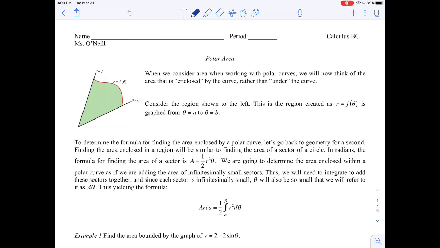And to be honest with you, for what we're going to be doing with polar area right now, you're not even going to be doing anything beyond today with polar area. You can really just use your calculator and that will get you to the answer.